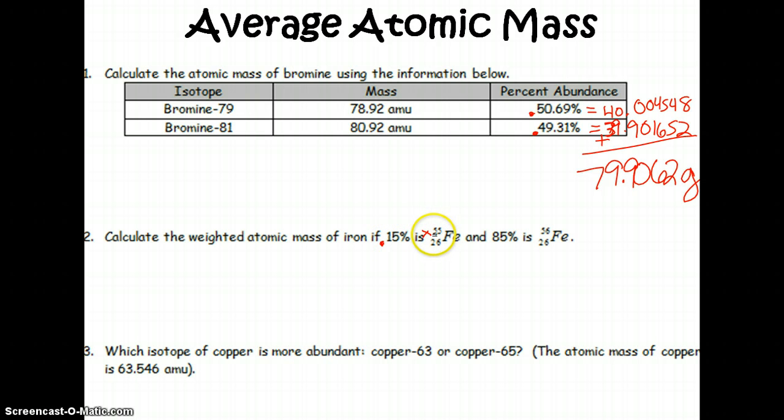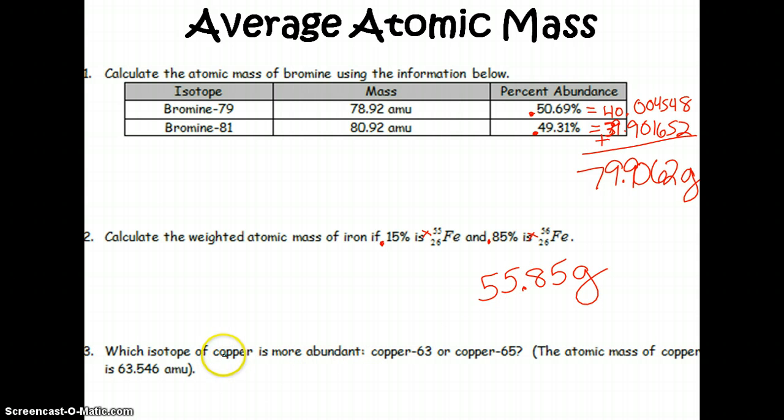Calculate the weighted atomic mass of iron if 15%, so 0.15, is 55. So 0.15 times 55 gives us, put that in the calculator. And then we have 0.85 times 56, put that in the calculator. Let's add them up, enter, and we get 55.85 grams. So that was the total: percentage in decimal times mass, percentage in decimal times mass, and you get your average when you add them up.